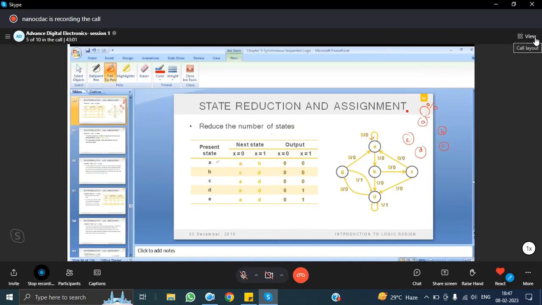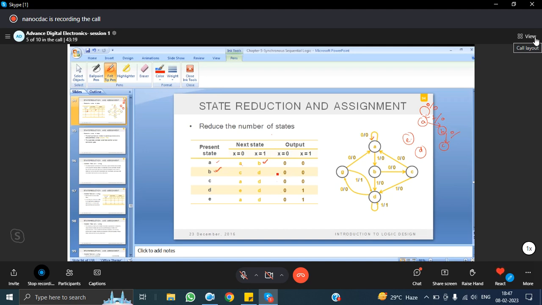Now suppose X is equal to 1. What is the next state? B. With X equal to 1, what is the output? It will be 0. Now the present state is B. If X is equal to 0, what is the next state? C.